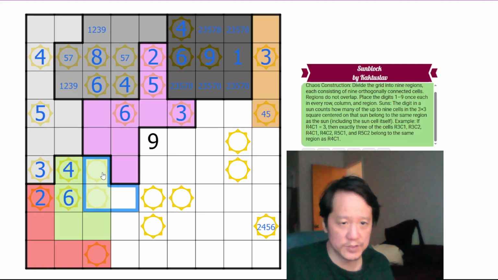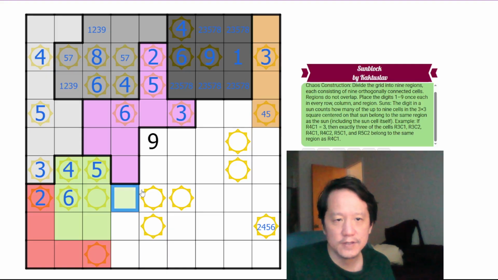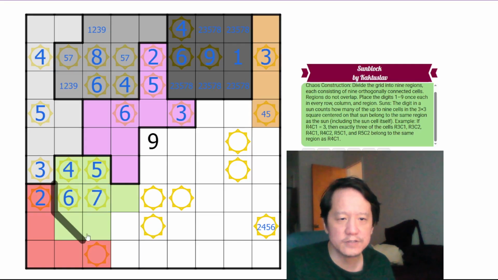This must go out this way to be not 4. So this is 5. This can't be 8, so this can't be green here. So this must be 7. And this is, oops, boundary here. This is boundary here. This must go green there.